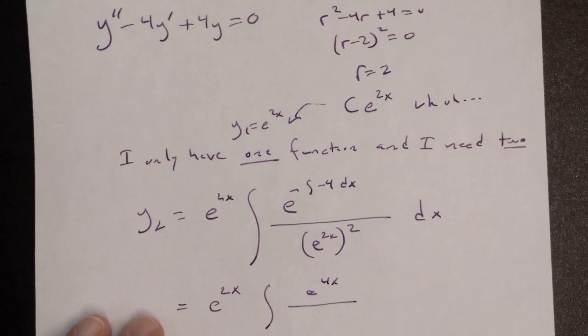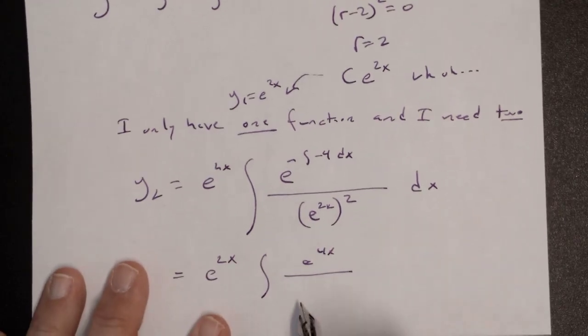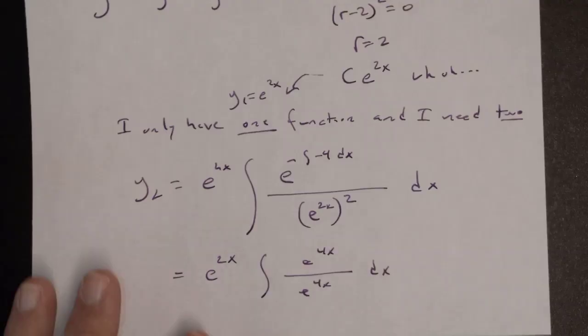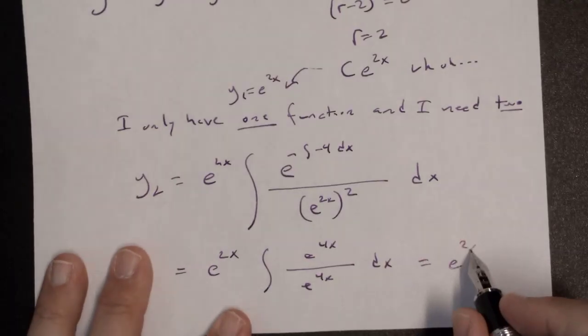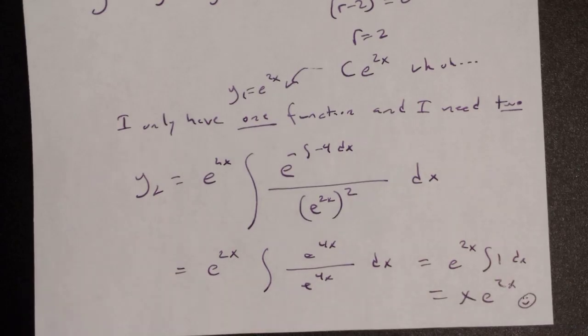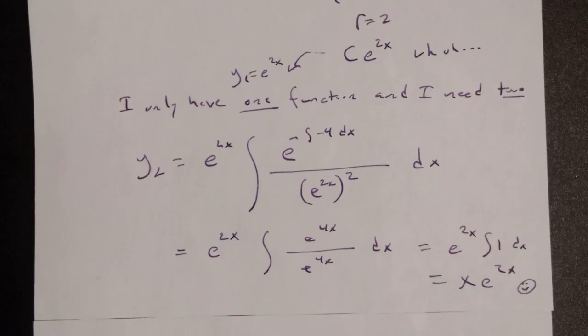What do we get on the bottom? That means that's the integral of 1. What's the integral of 1? X. And that's exactly what we got yesterday when we did our reduction of order setup.